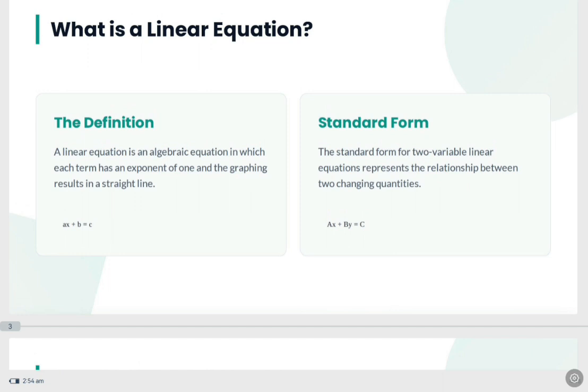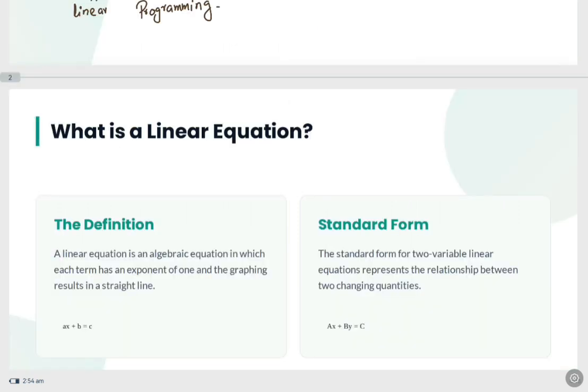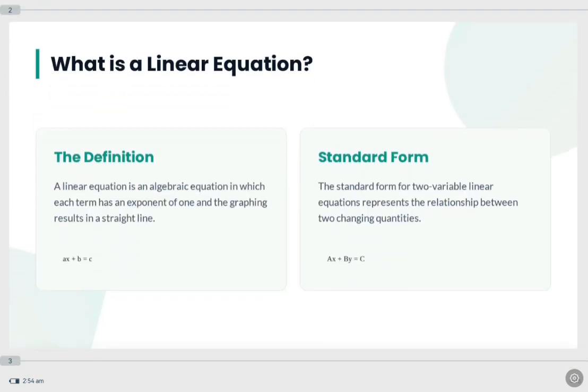By definition, a linear equation is an algebraic equation in which each variable term has an exponent of 1, and when we plot a graph, it results in a straight line. This equation is ax plus b equals c. In standard form, the standard form of two variable linear equations represents the relationship between two changing quantities: ax plus by equals c.